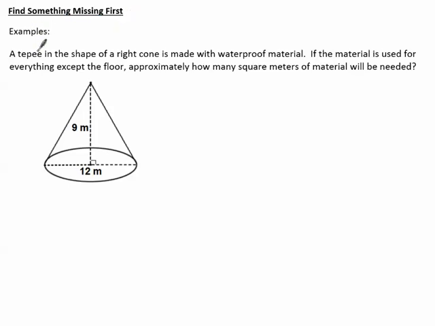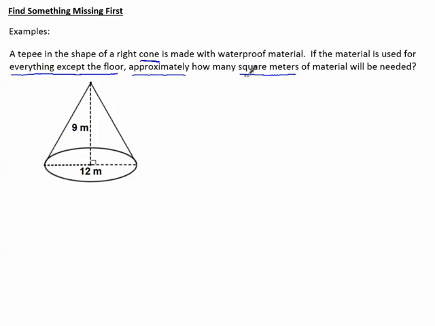For example, a tepee in the shape of a right cone is made with waterproof material. If the material is used for everything except the floor, approximately how many square meters of material will be needed? So notice they didn't say anything like find the area, find the volume. We have to determine which thing we're going to find by some key words.